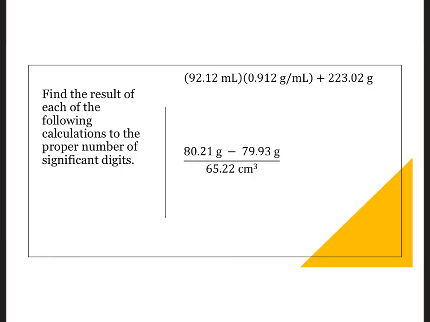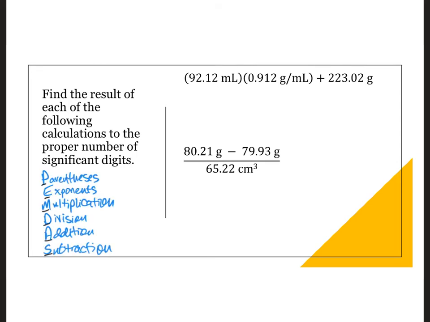All right, let's apply what we know to some mixed operations. Recall the correct order of operations, PEMDAS, taking care to keep track of the correct number of significant figures after each step in the calculation. In the first problem, we multiply 92.12 by 0.912, which limits the result, 84.01, to 3 significant figures. We'll carry all 4 digits through the calculations, however, to prevent a round-off error.